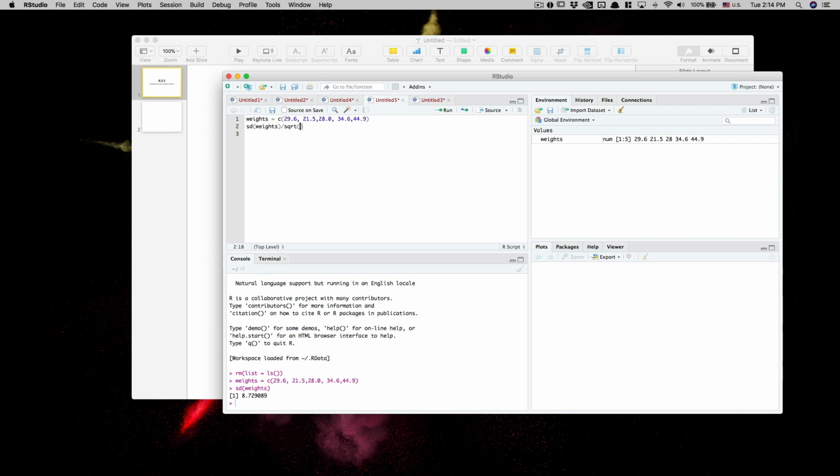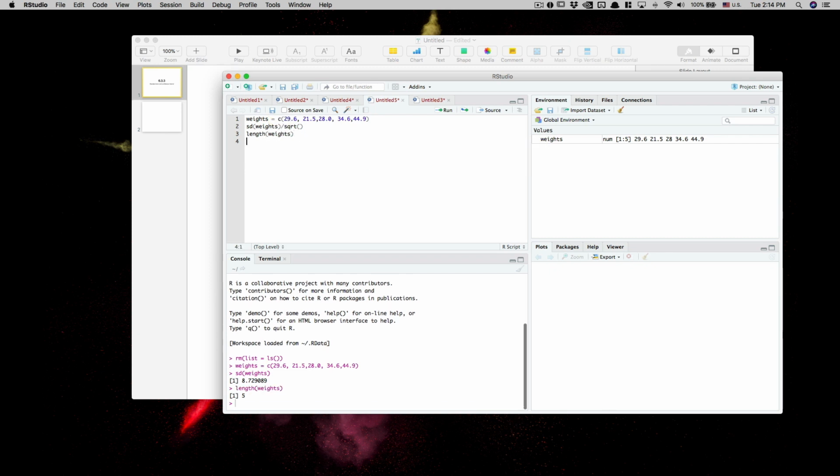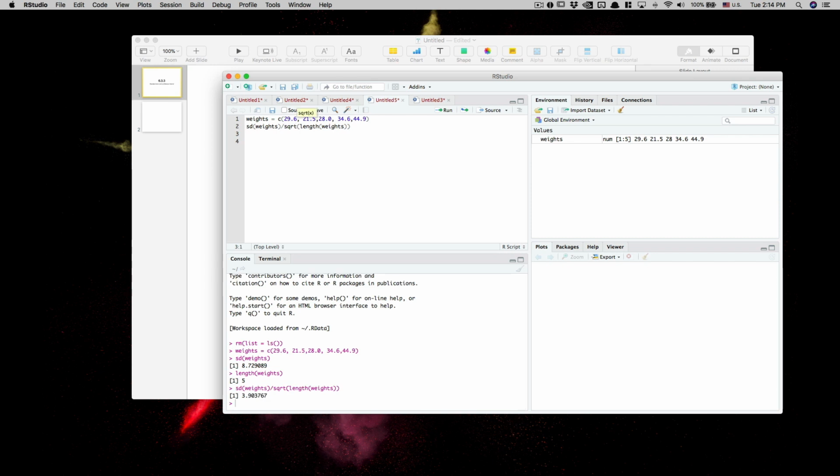There are two ways to find the sample size. First of all, you can just count how many observations you have: 1, 2, 3, 4, 5. Or the other way is to use the length function. So you can do something like this. As you can see here, the length of the weights is 5. So you can plug in this number and put it under the square root, and this is the standard error of this sample.